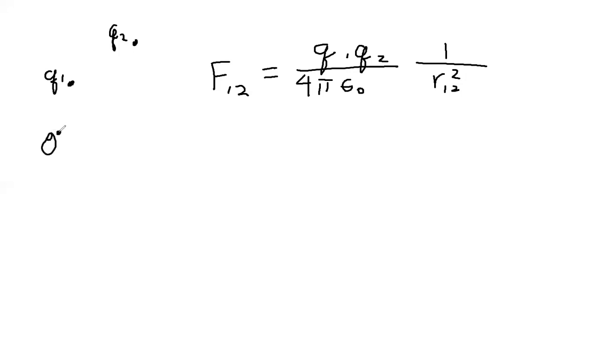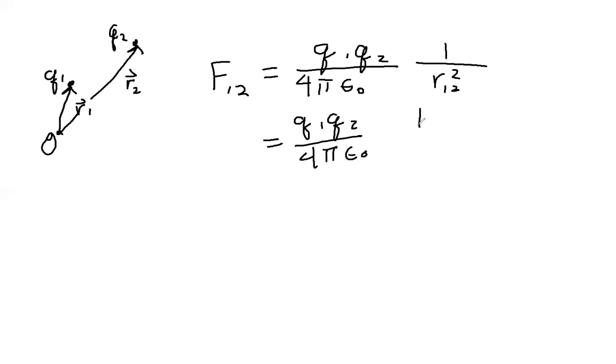But if we want to be a little more general about this, we can take an origin of our coordinate system here, and we can define a vector R1 and a vector, this will be a little ugly, but we'll deal with it, R2 here. We can rewrite this as just instead Q1, Q2, 4 pi epsilon naught, 1 over the magnitude of the difference R1 minus R2, squared.